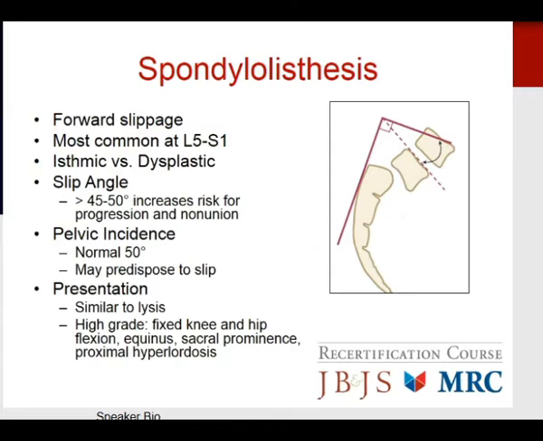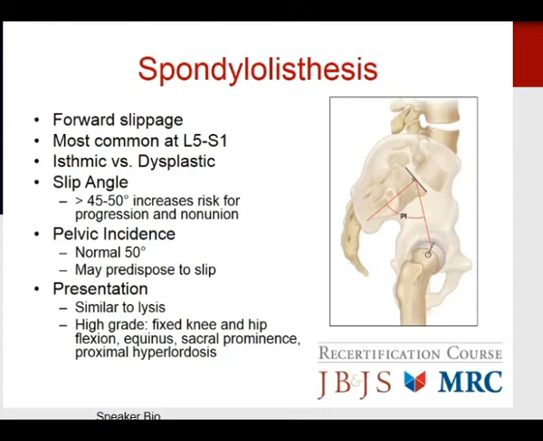Pelvic incidence has also been tested recently. Pelvic incidence is an angle which is independent of patient positioning. The angle is drawn first by drawing a line from the center of S1 to the femoral heads, as well as a line from the center of S1 perpendicular to the S1 end plate. Normal is 50 degrees, and an increased pelvic incidence may predispose to progression of slip or to pseudoarthrosis after surgical treatment.